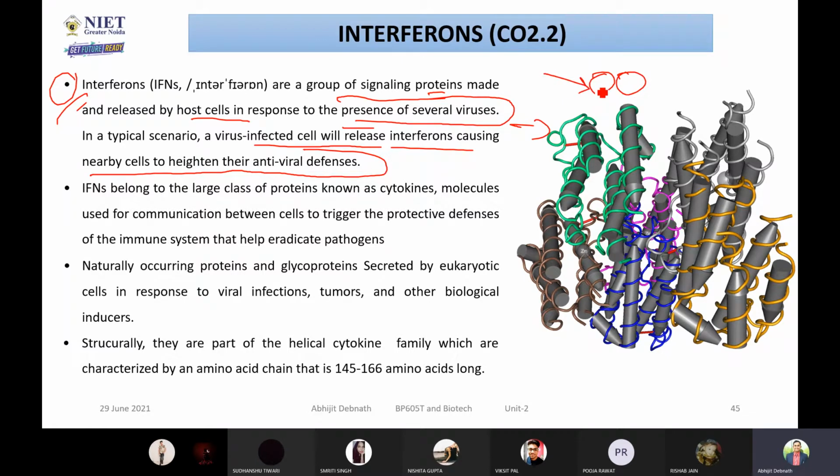In this cell, one virus has entered, so it will release interferon, so that the neighbor cell can also increase its immunity. Okay, so that's why we simply call it INF, interferons.